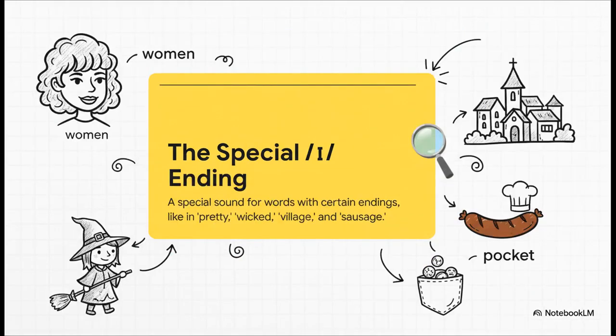Okay, next up is a very special case. This is our 6th sound, I. The short I sound, like in the word sit. This little guy pops up in some very specific word endings. A great way to remember it is to think of the phrase pretty women. You also hear it in words like wicked, pocket, village, even sausage. It's definitely an exception, but it's a surprisingly common one.